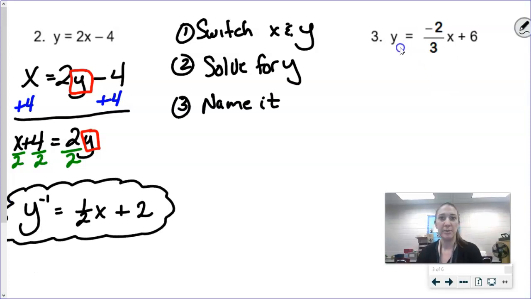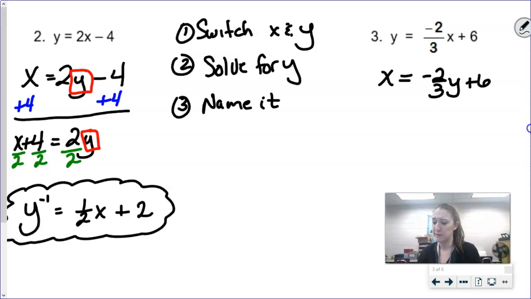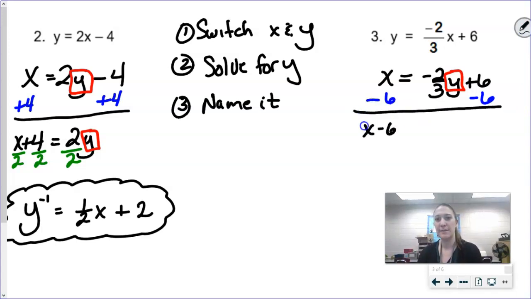So same idea here in number 3. Your first step is to switch the x and y around. So switching the x and y around, you'll get x equals -2/3 y plus 6. Now this one's a little more difficult to isolate, simply because there's a fraction, but we've handled fractions before. All right, we're going to subtract the 6 from both sides. So we have an x minus 6 equals -2/3 y.